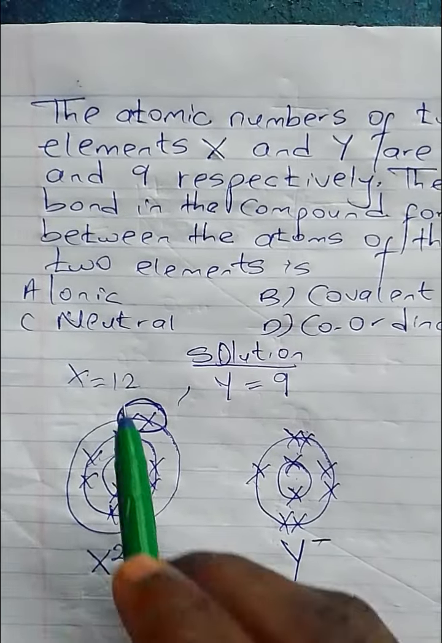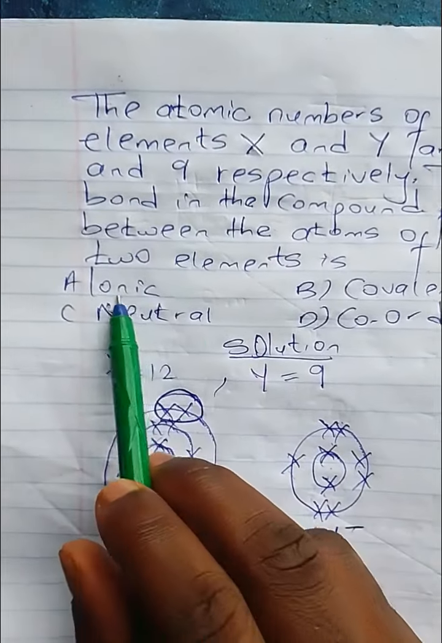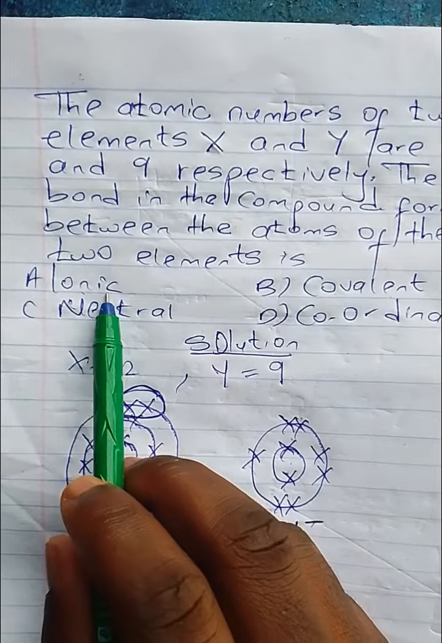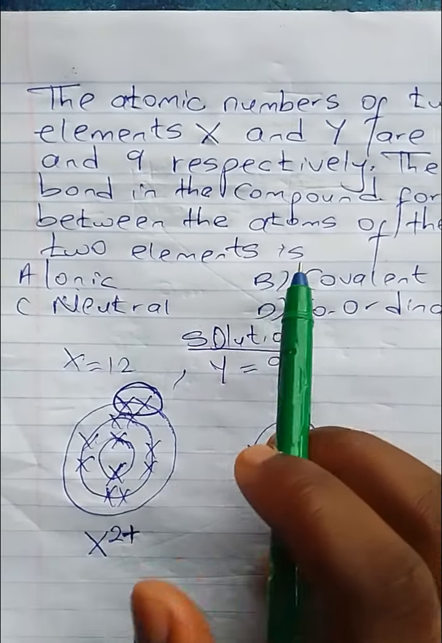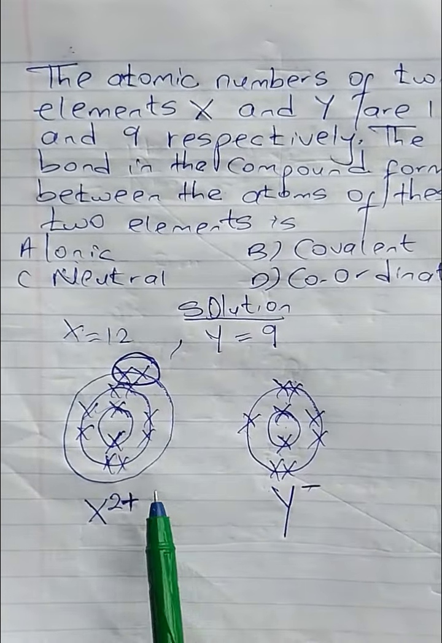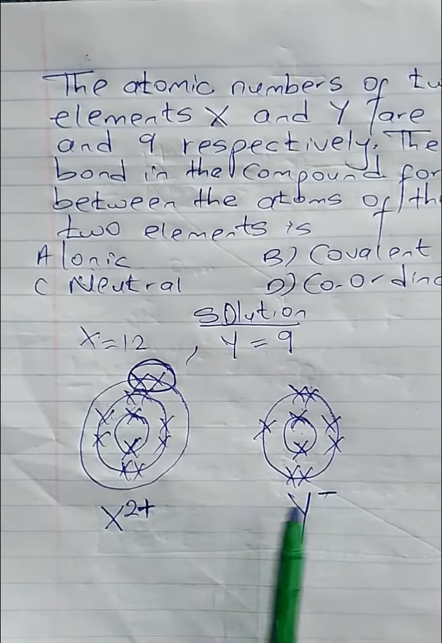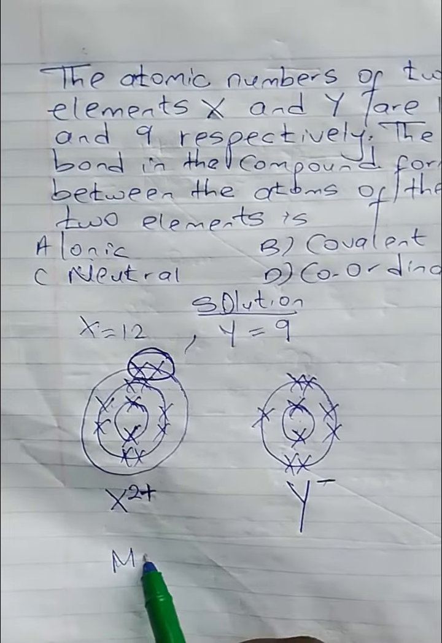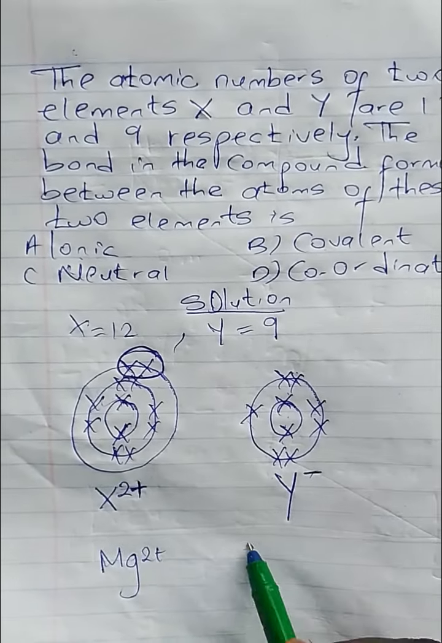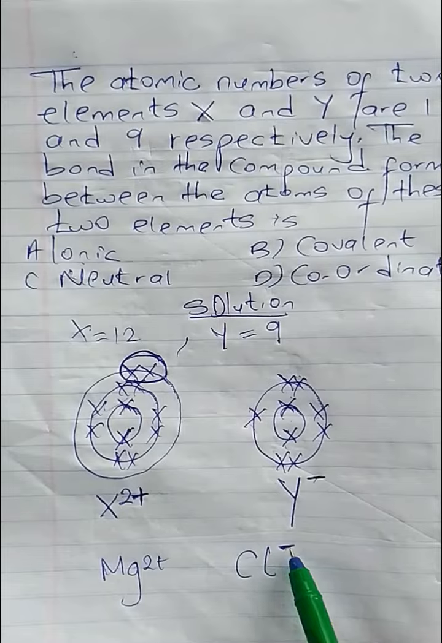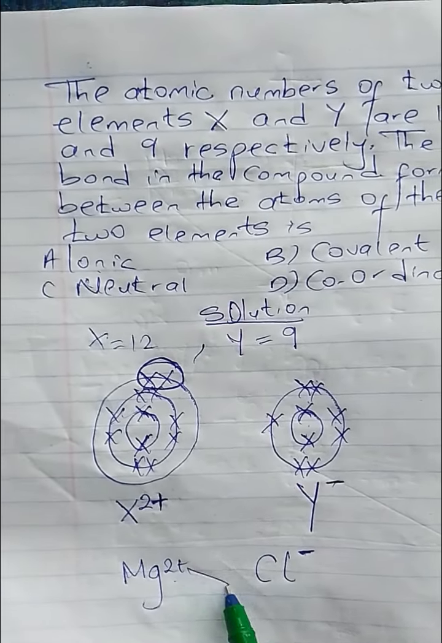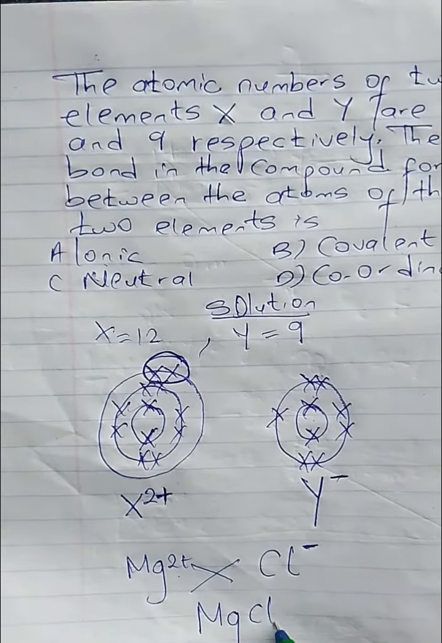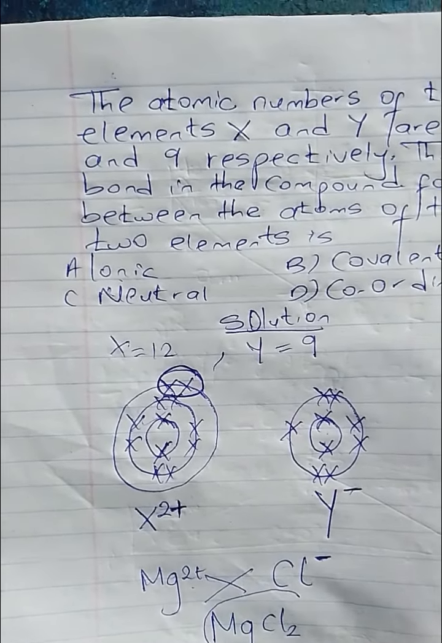Now let's define this bond. What is an ionic bond? An ionic bond, also known as an electrovalent bond, is a transfer of electrons. This bond deals with elements of opposite charges coming together, i.e. metals and non-metals. Now take note of this. If I have magnesium and chloride ion, when they want to combine, won't they change valencies? MgCl2, magnesium chloride, will be the compound formed.